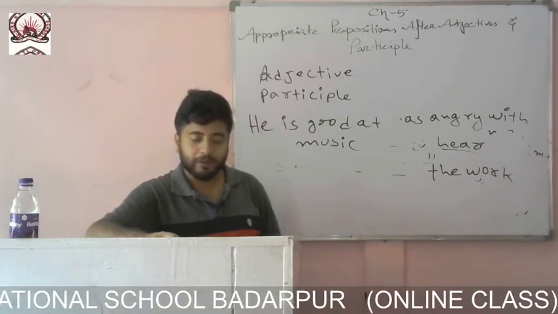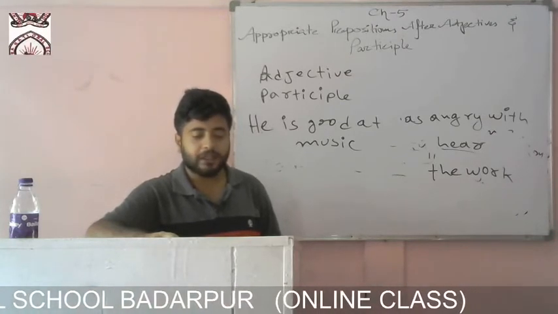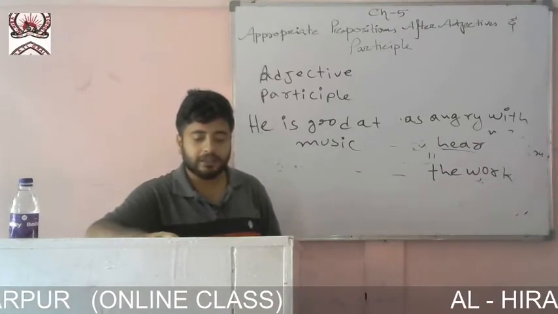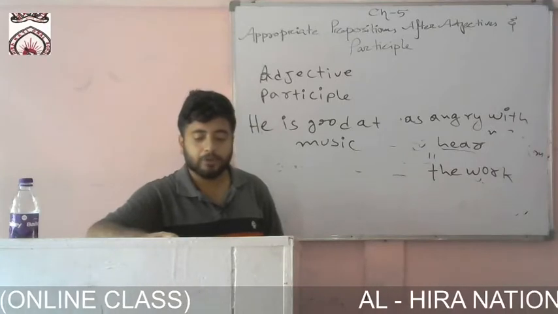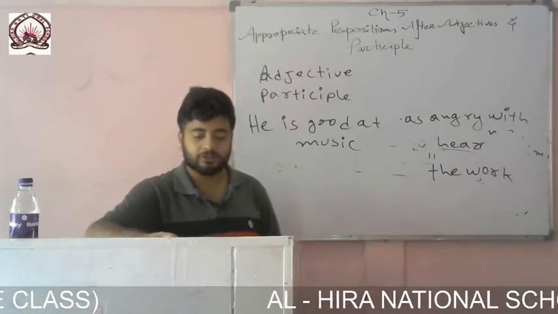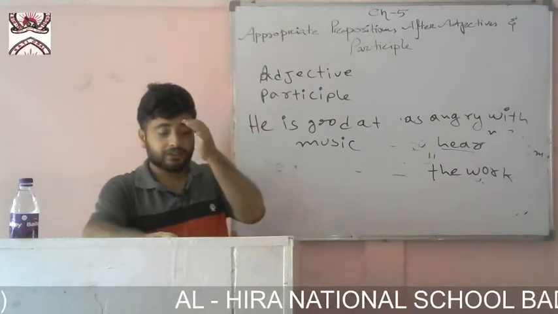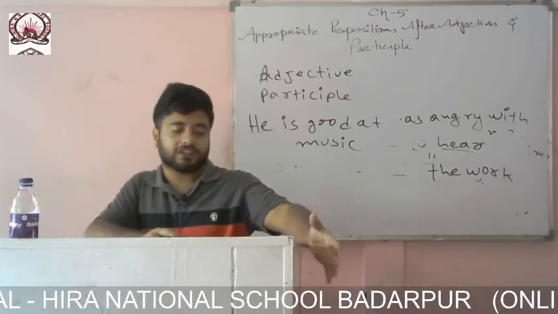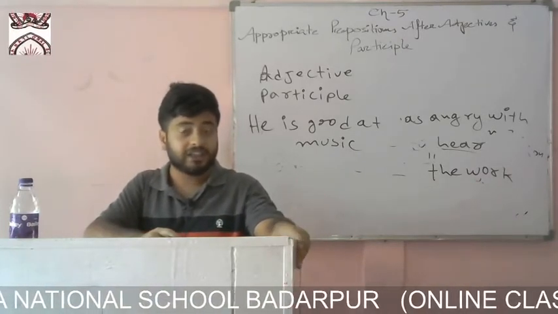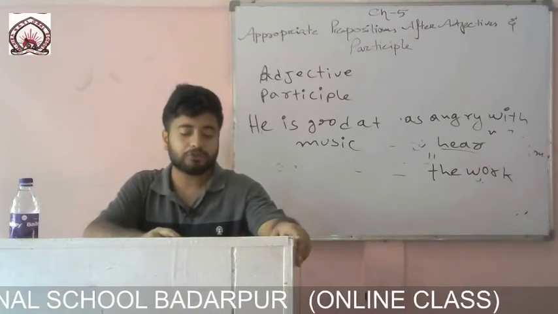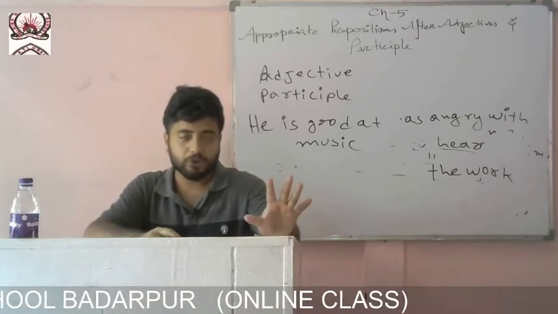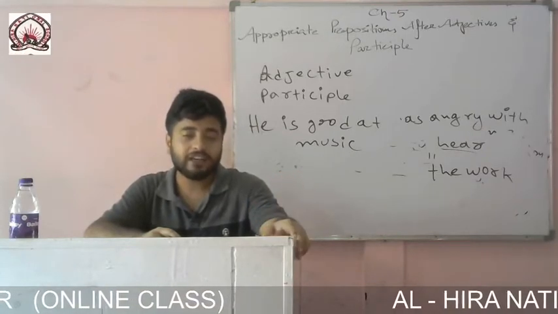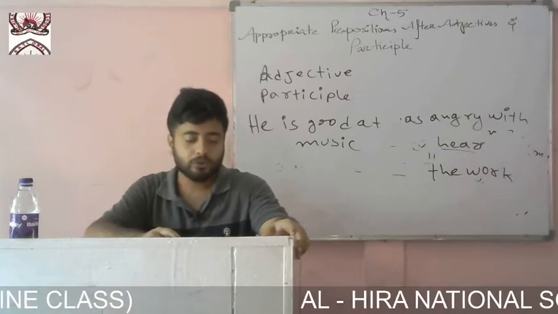Made of, made from. The table is made of wood. So when do we use made of? When the raw material can be recognized. For example, the table is made of wood, so we can recognize that this is made of wood. Raw material is easily recognized, then we use made of. Understood or not? And if we cannot recognize it, then we have to use made from.